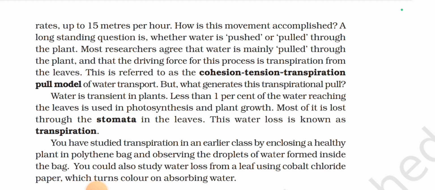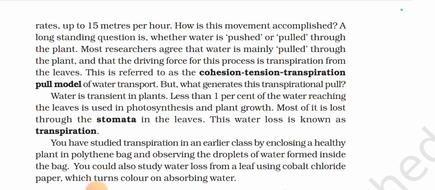A long-standing question is whether water is pushed or pulled through the plant. Most researchers agree that water is mainly pulled through the plant and that the driving force for this process is transpiration from the leaves. हमेशा याद रखना, नीट में कितना बार आता है यार मैट्रिक्स मैच क्वेश्चन में, और उसमें सीधा पूछा जाता है कि ये पुल होता है कि पुश होता है. तो प्लांट कभी ऑब्जर्व करेगा तो क्या करेगा, पुल करेगा. This is referred to as the cohesion tension transpiration pull model of water transport.